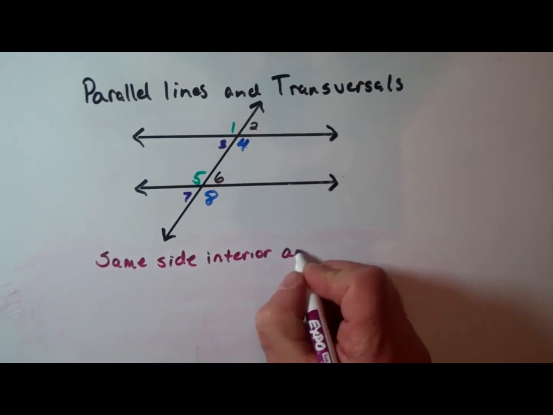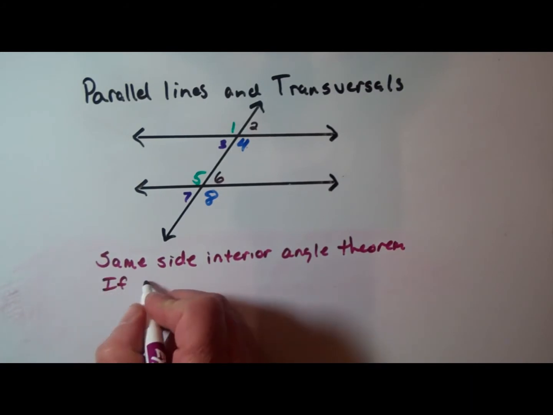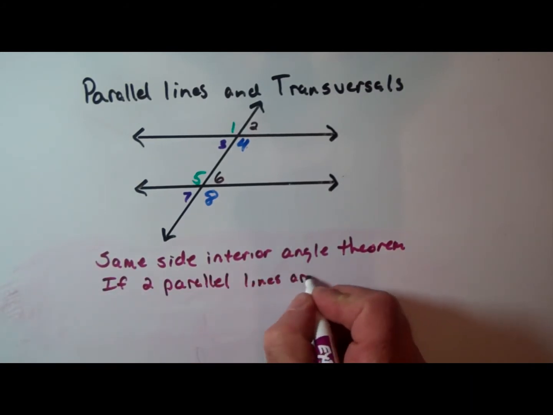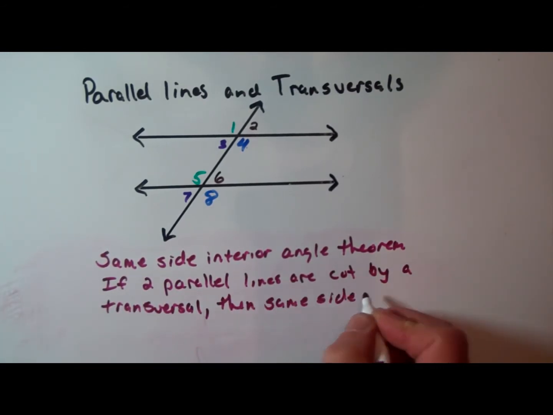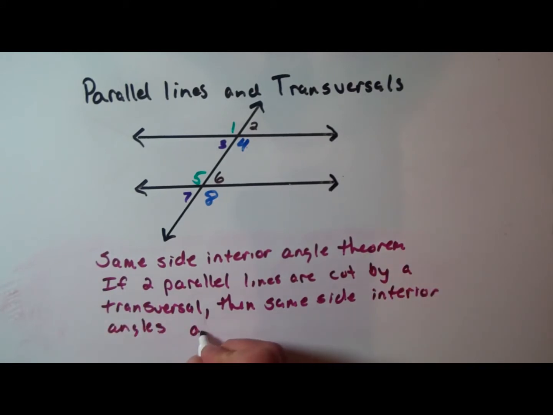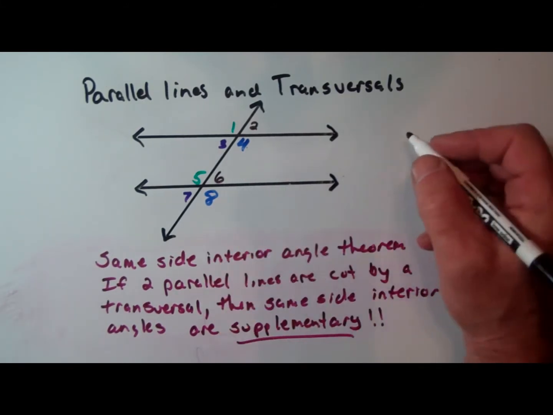Now, the same side interior angle theorem. If two parallel lines are cut by a transversal, then same side interior angles are supplementary. Remember, supplementary means they add up to 180 degrees.